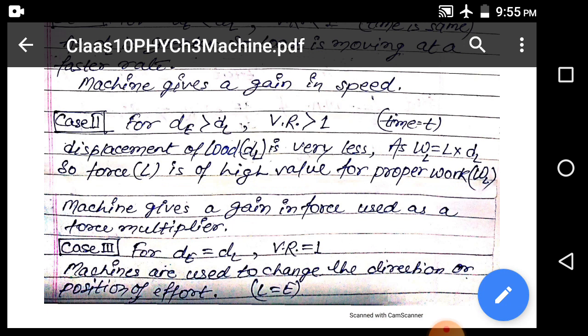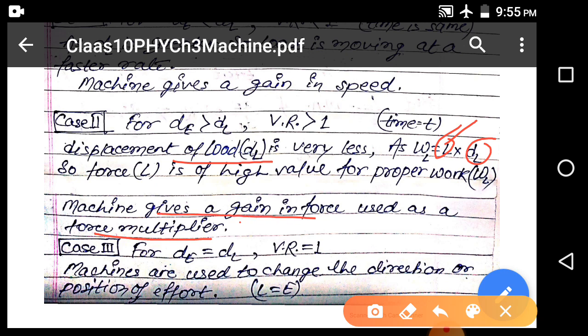Try to understand this once again. Here the displacement of the load is very less as compared to the displacement of effort. That means if this dl is less, then this load should be greater. So here a smaller effort is given and the load is greater, so this machine works as a force multiplier and gives a gain in force.